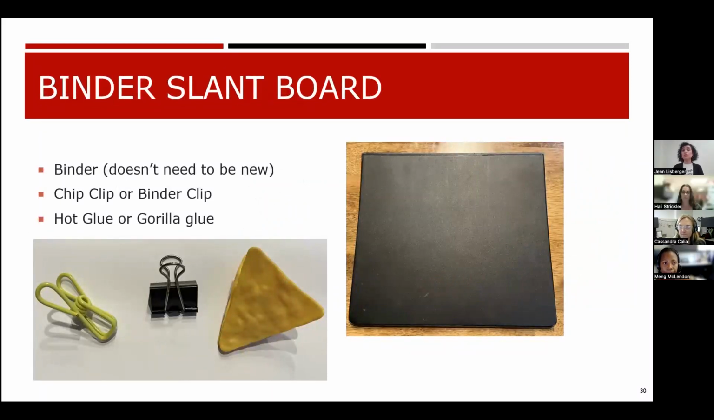Slant boards. If you're using something low tech, or doing an art activity and you need something to stabilize your arms on, a slant board can be really helpful. But when you look online to get a slant board, it can be a little pricey. Binder clip, chip clip, and a hot glue gun if you can get your hands on one, or even just some tape on whatever binder you have sitting around. You do it at the top and boom, you've got a slant board.